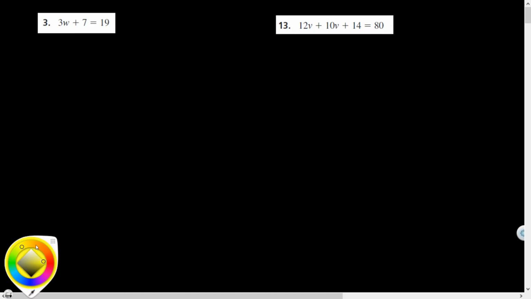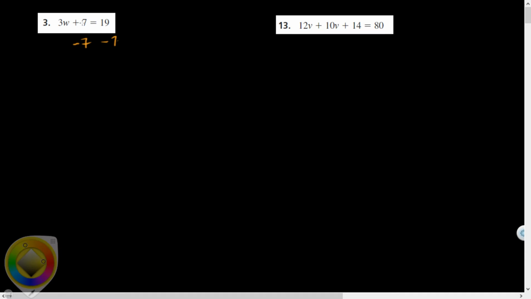Let's jump right in. So to solve, which operation should I deal with first? Multiplying by 3 or adding 7? Which one should I deal with first? Adding 7. And the opposite or the inverse of adding 7 is what? Right, so I'm going to subtract 7. And I've got to do it to both sides of the equation. So imagine this line right here dividing these two sides. I'm doing it to both sides of the equation.